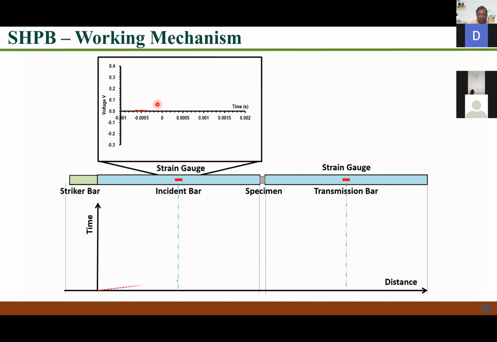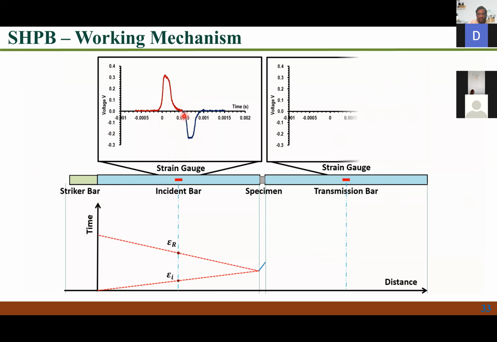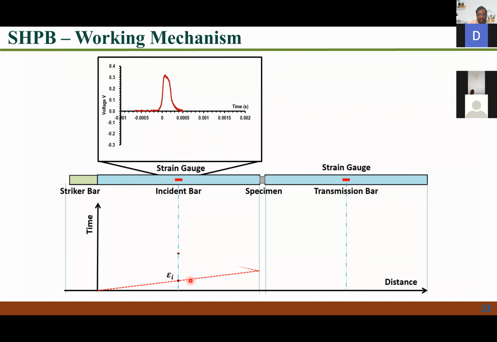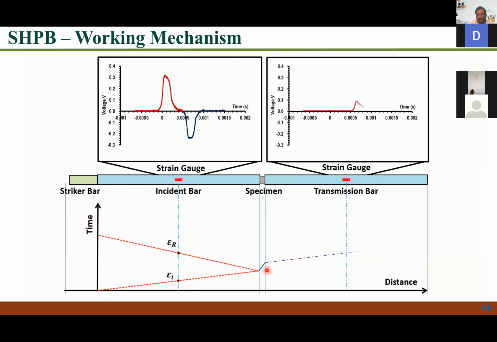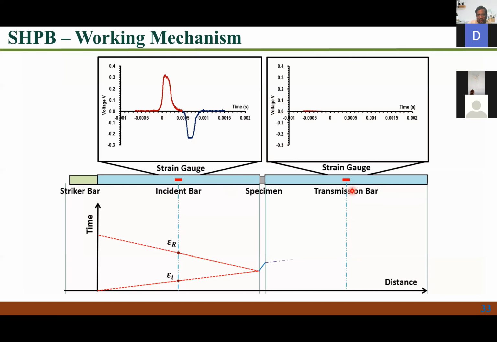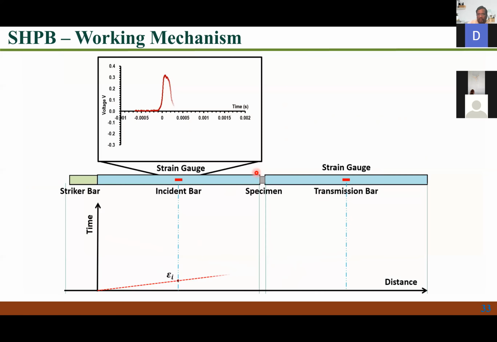Okay, when I'm measuring it, some portion of this, you can look at here, is the incident wave, and then some of it gets reflected. Then it also gets transmitted to this transmission bar. So using these strain histories that I'm measuring on the incident bar and transmission bar, I can calculate the stresses and strain rate that I'm applying on the specimen.